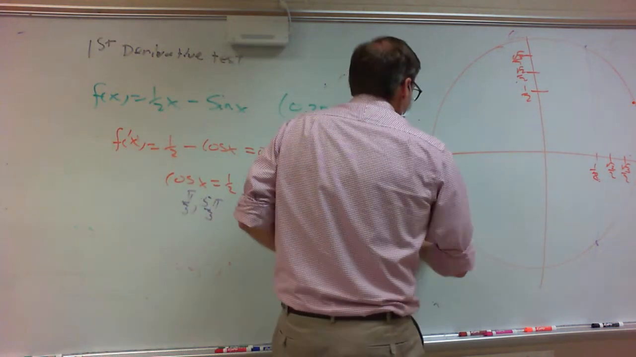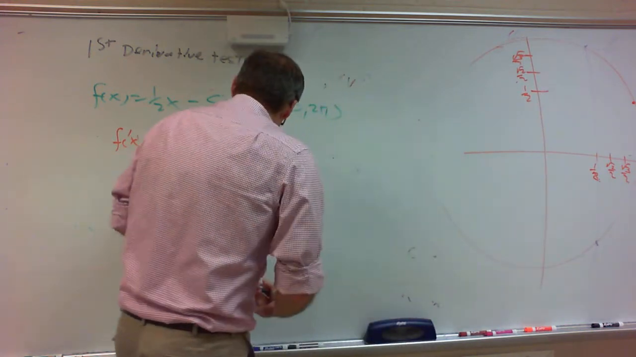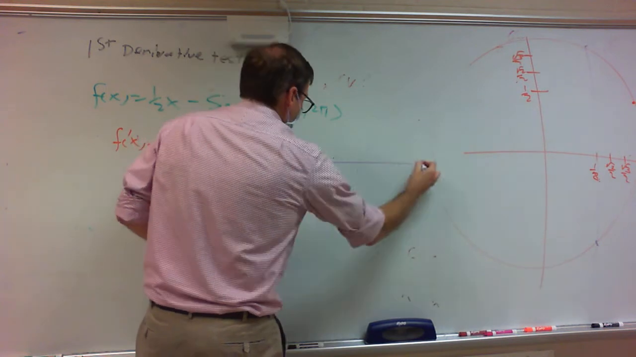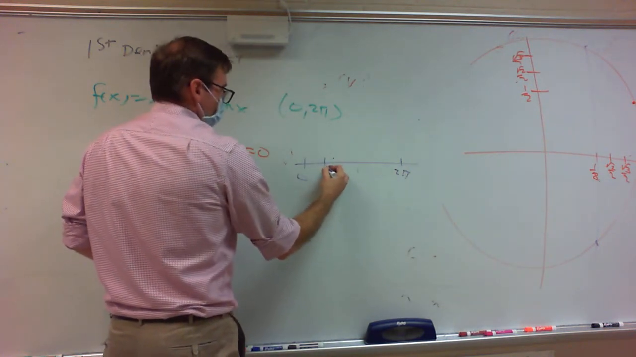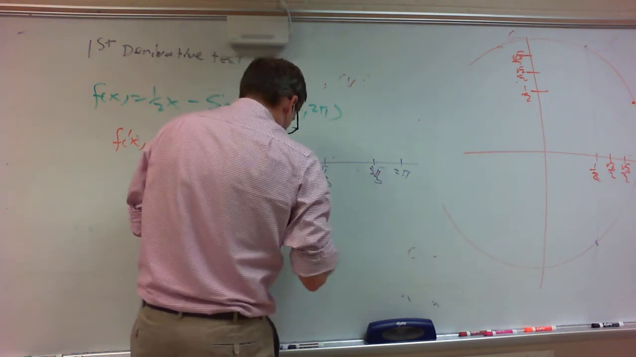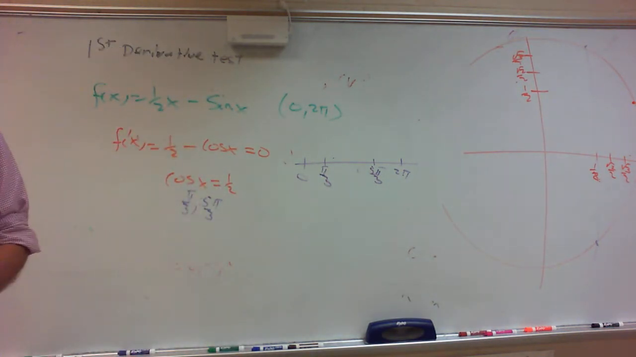Okay. Of course, now I found my critical values. Now I have to do my little chart. And so we're going to start at 0. We're going to end at 2 pi. We're going to have pi over 3. And we're going to have 5 pi over 3. And now we need to check.